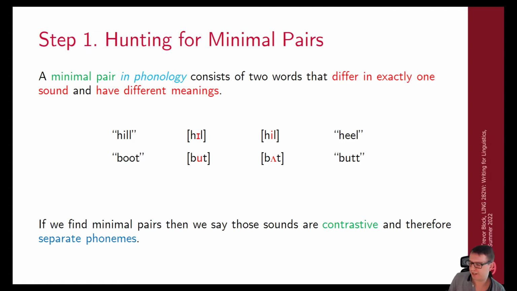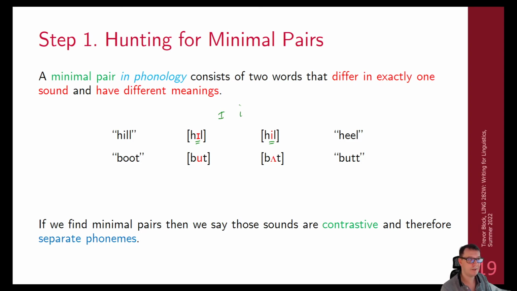So let's take a look at data sets first. The first concept is a minimal pair. So minimal pair in phonology are two words that differ in exactly one sound. So for example, hill and heel, the only difference is the I versus the E, but also they must have different meanings.